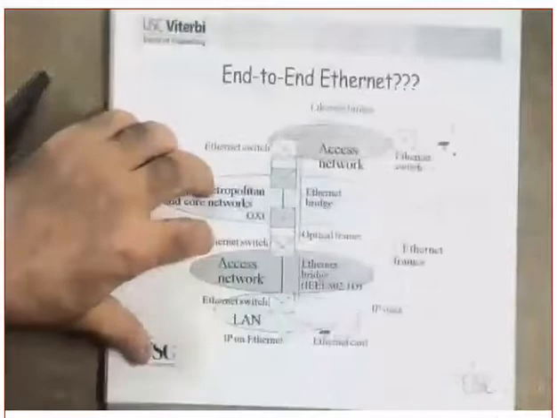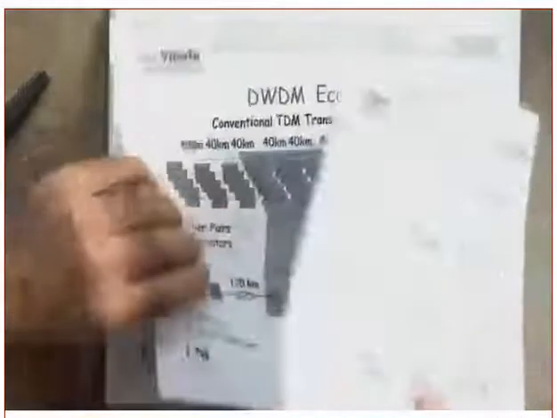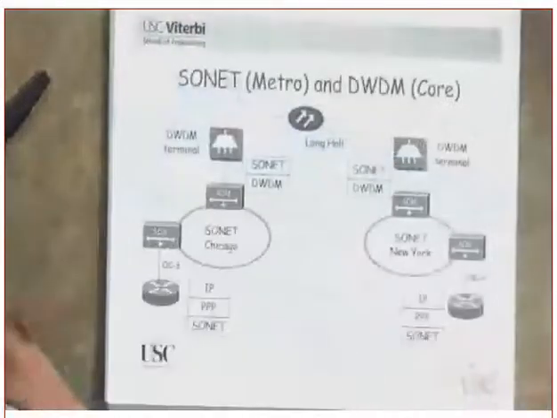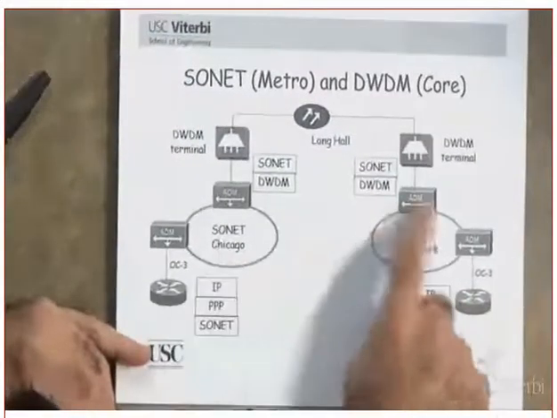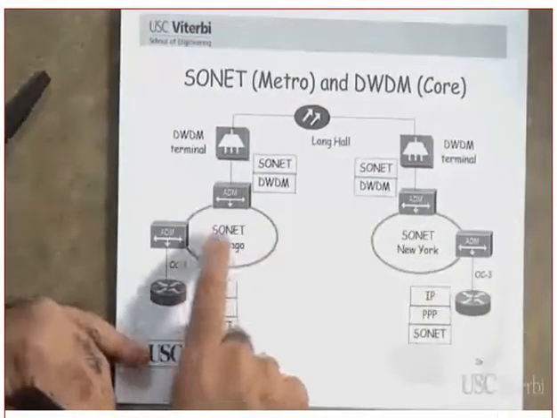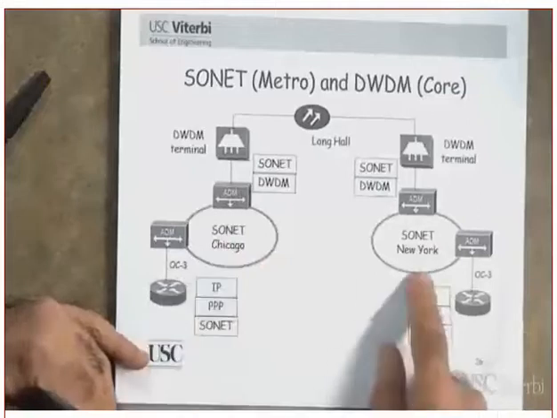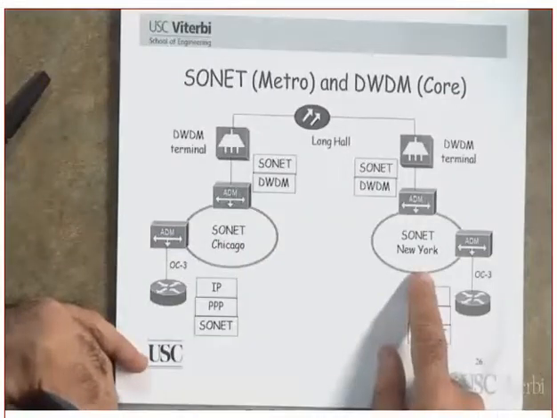We already talked about this. Now, I want to show you a solution. Okay, first of all, the core here. Let's see if you can help me here. How do we connect the metro to another metro? This is a metro, for example, Chicago. This is another metro, which is New York City. Clear? Okay.